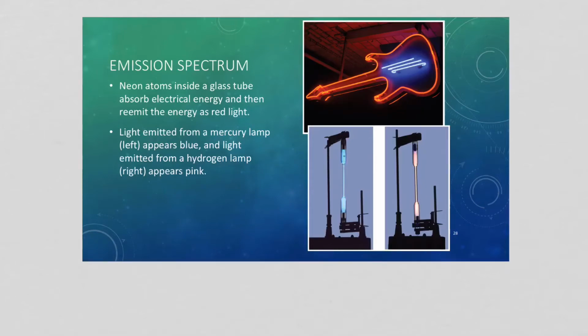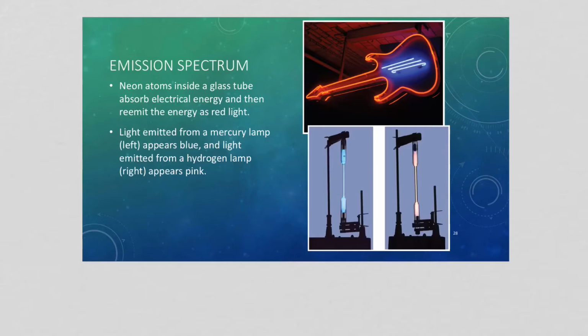So now that we have some understanding of light or electromagnetic radiation, we're going to shift our attention to another phenomenon that was observed around this same time, and that is what we call emission spectrum. This is the phenomenon that occurs when certain elements or small molecules are energized, they absorb large amounts of energy, they will then, as a result, emit light.